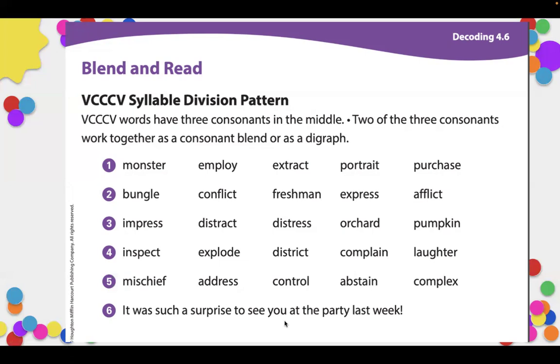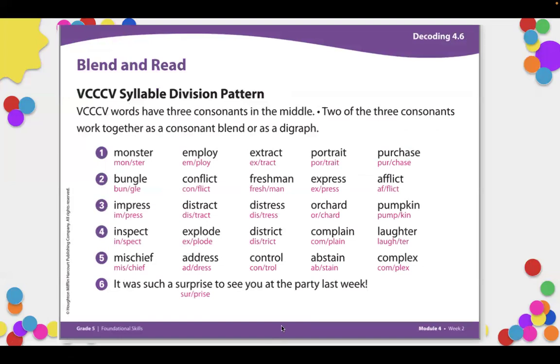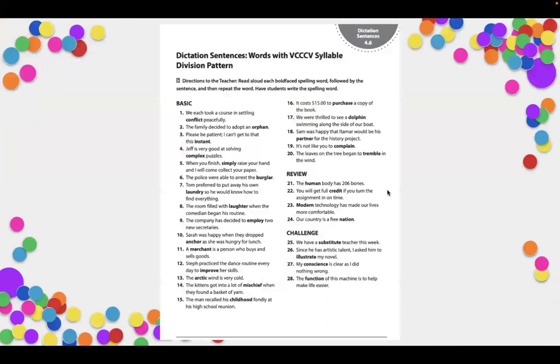We did this together as a class. Here are the answers. And here's some more. So you can read each boldface spelling word followed by the sentence and then repeat the word. We each took a course in settling conflict peacefully. The family decided to adopt an orphan. Please be patient, I can't get to it that instant.